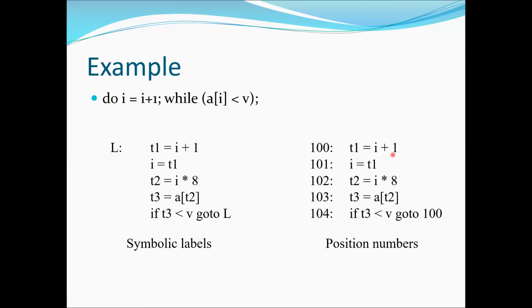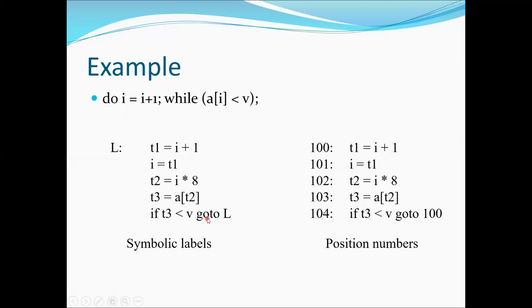So T1 is equal to I plus 1. This is going to be stored in the position of 100. So I is equal to T1. This is going to be stored in 101. So it's going to be like that. It's going to be stored in a set of instructions, a set of memory space. So here also we are going to save the same thing.